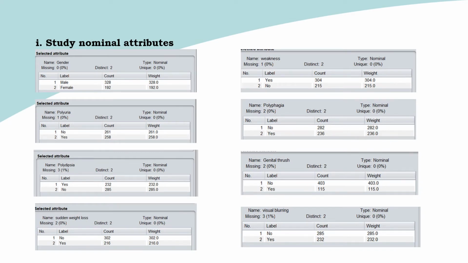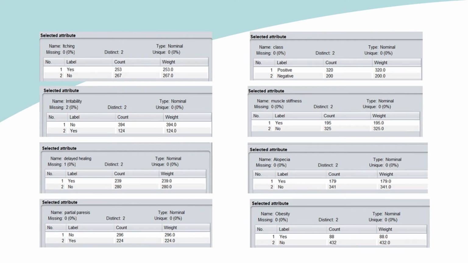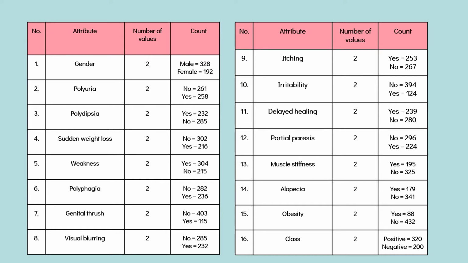Next is regarding nominal attribute. Nominal attribute is slightly different from numeric attribute. So, in this data, there are 16 nominal attributes which are presented in this slide and the next slide. This table shows the nominal attribute, number of values, and the count. There are 16 nominal attributes in this dataset, which are gender, polyuria, polydipsia, sudden weight loss, weakness, polyphagia, genital thrush, visual blurring, itching, irritability, delayed healing, partial paresis, muscle stiffness, alopecia, obesity, and class.